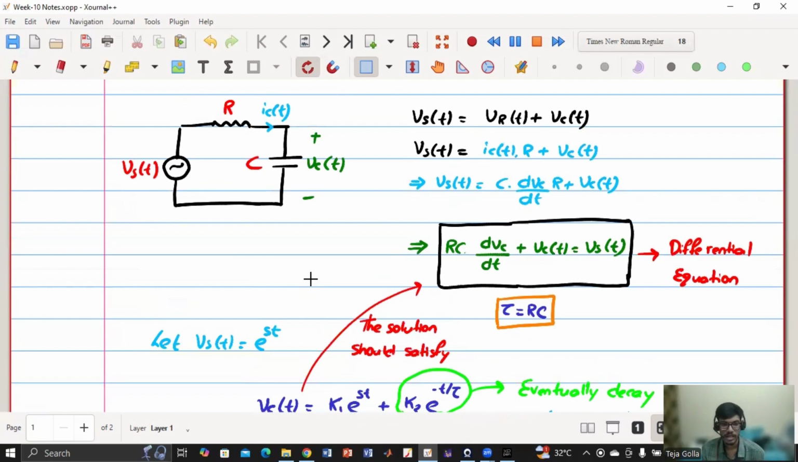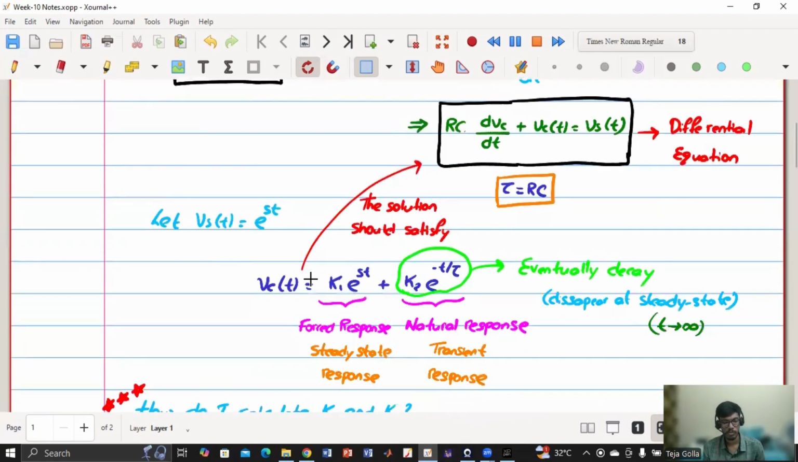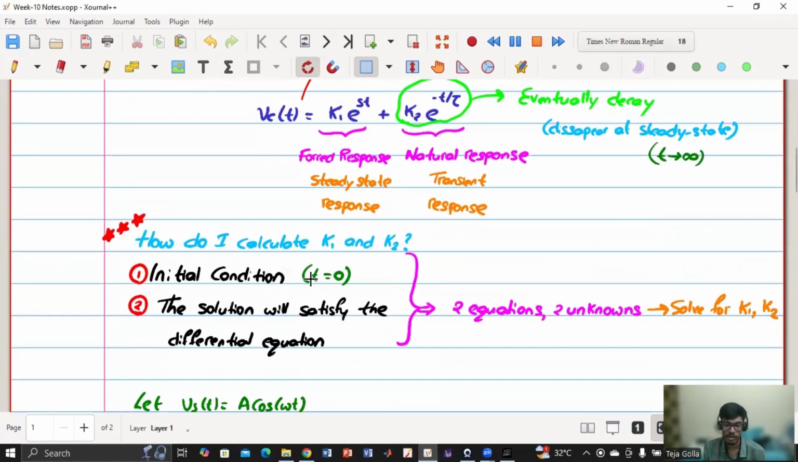Then we have seen that if the input is e to the power st, the output will be a scaled factor of e to the power st, so k1 into e to the power st, plus some natural response, which we know will be a scaled factor of e to the power minus t by tau. So now how will I find k1 and k2? We have to get two equations, one of which I will get from the initial condition.